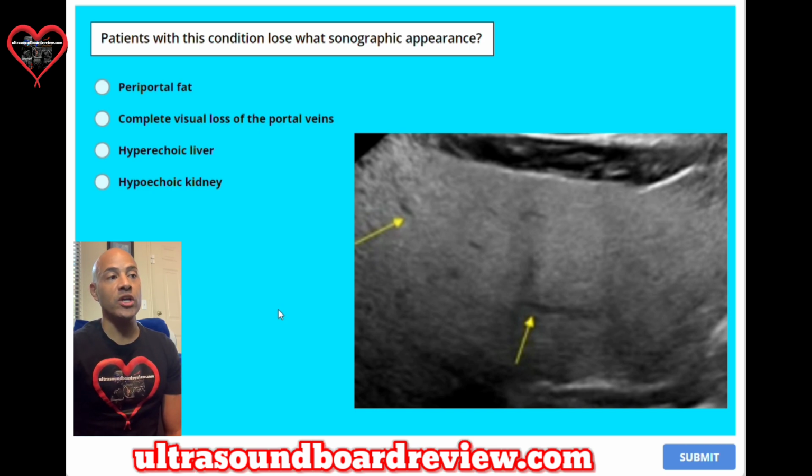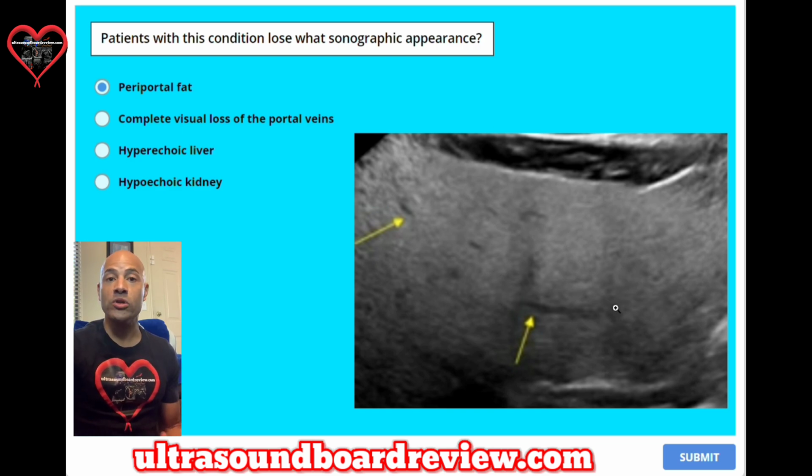So the answer to this question is A, you lose the periportal fat, which is the bright ring or lining of the portal vein. This condition is called hepatic steatosis, which causes the liver to accumulate fat, giving it a hyperechoic appearance on ultrasound. You can see here that the arrows are pointing to the hepatic veins, but you don't have the bright periportal fat around it.